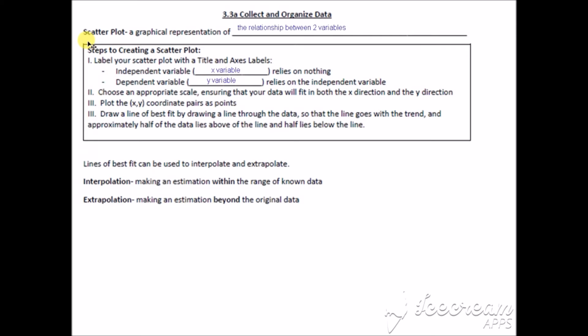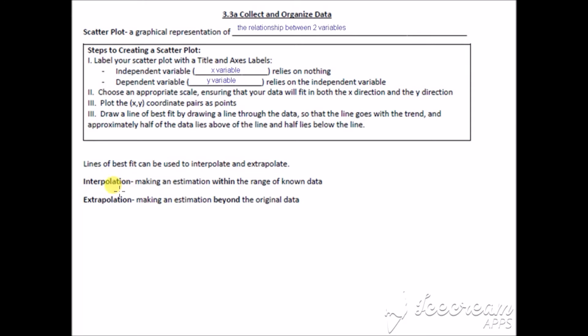Okay, then we're going to plot the x and y coordinate pairs as points, and then we're going to draw a line of best fit by drawing a line through the data so that the line goes with the trend, and approximately half of the data lies on either side of that line. Okay, lines of best fit can be used to interpolate and extrapolate.